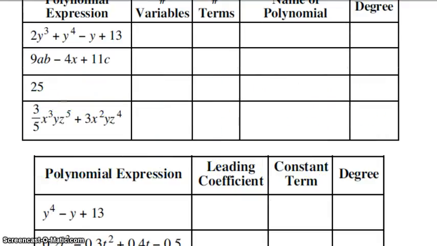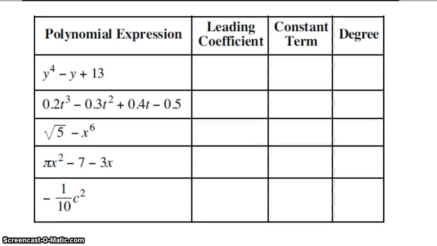Okay, let's look at another example. Now when you talk about the leading coefficient and the constant term, you need to put the terms in descending order from their degree. So degree 4, degree 1, degree 0, it is in descending order. Degree 3, degree 2, degree 1, degree 0, it is in descending order. The term without a variable is degree 0.